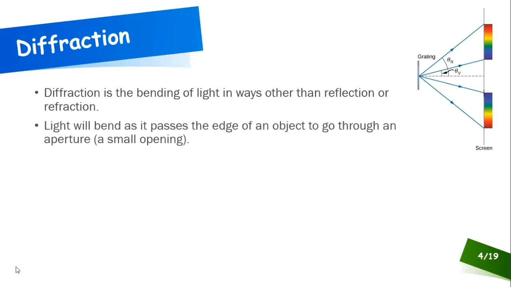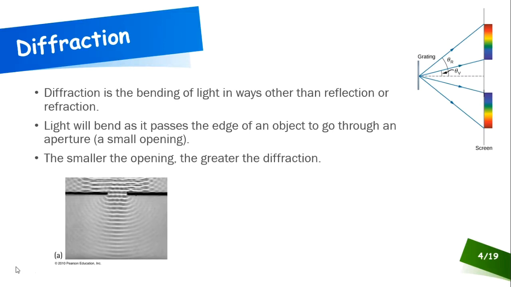The light will bend as it passes the edge of an object to go through an aperture. If we have a really small opening, the light will bend as it goes past the edges of that opening, and we can get the same effect that we saw with the prisms. The smaller the opening, the greater the diffraction effect.